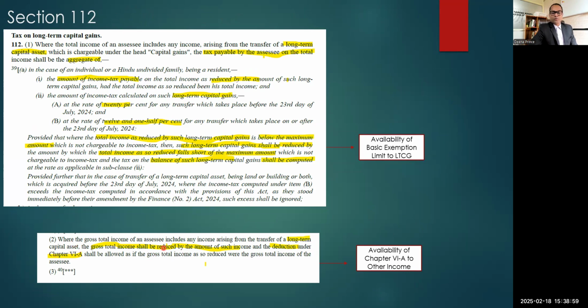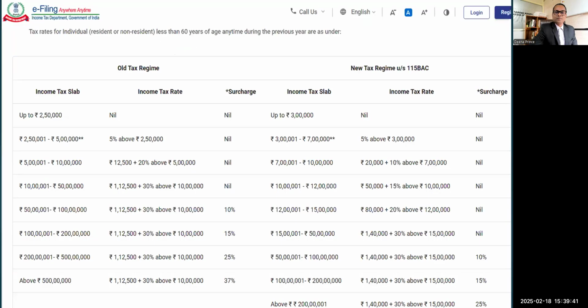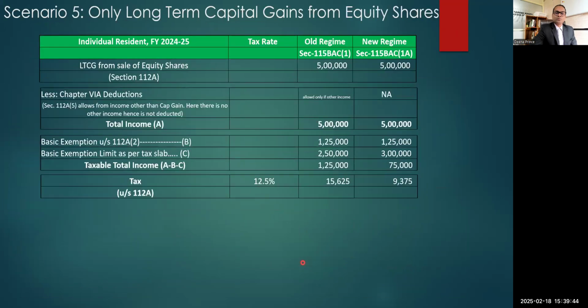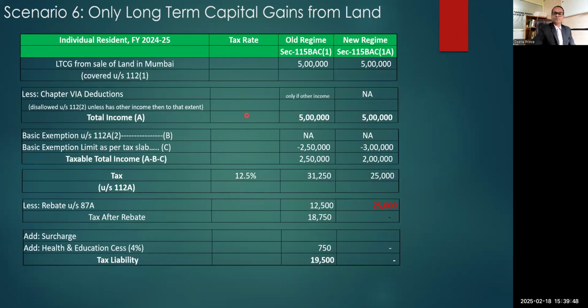Subsection 2 says that where the gross total income of an assessee includes any income arising from the transfer of long-term capital asset, the gross total income shall be reduced by the amount of such income, and the deduction under chapter 6A shall be allowed as if the gross total income as so reduced were the gross total income of the assessee. So this basically says that the availability of chapter 6A is only to the income other than the capital gains. That means if one has to avail this, the assessee should have other income as well, and the deduction will be allowed from the other income, not from the capital gain. So here there is no other income, so we are not allowing 6A.